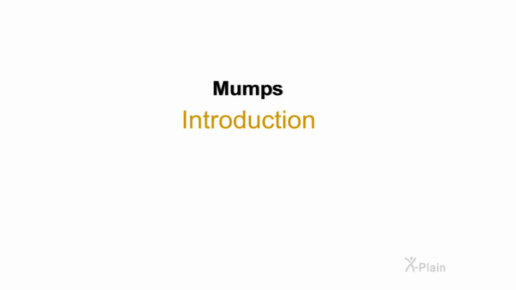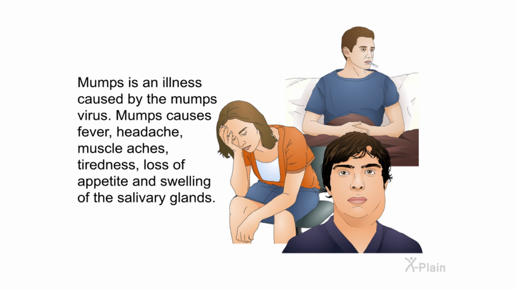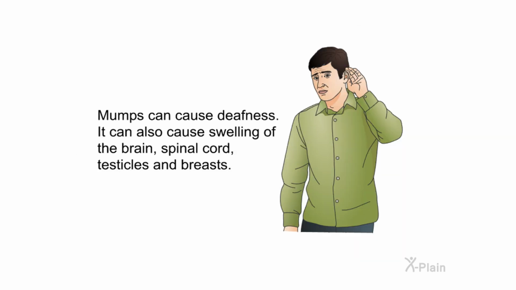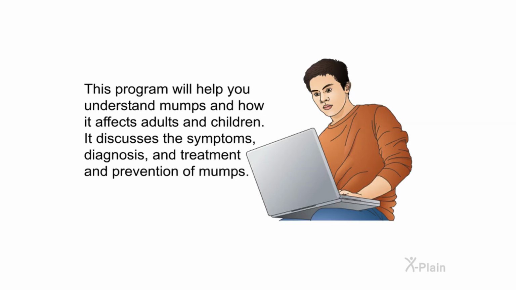Mumps. Introduction. Mumps is an illness caused by the mumps virus. Mumps causes fever, headache, muscle aches, tiredness, loss of appetite, and swelling of the salivary glands. Mumps can cause deafness. It can also cause swelling of the brain, spinal cord, testicles, and breasts. This program will help you understand mumps and how it affects adults and children. It discusses the symptoms, diagnosis, and treatment and prevention of mumps.